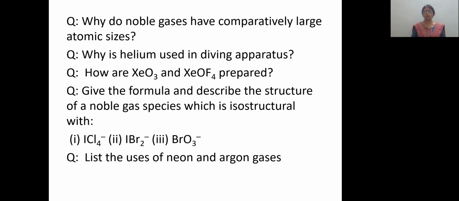There are a few more questions for you to solve. These are all from the board exams. Why do noble gases have comparatively large atomic sizes? Why is helium used in the diving apparatus? How are XeO3 and XeOF4 prepared? Give the formula and describe the structure of the noble gas species which is isostructural with ICl4 negative, IBr2 negative, and BrO3 negative. List the uses of neon and argon gases.